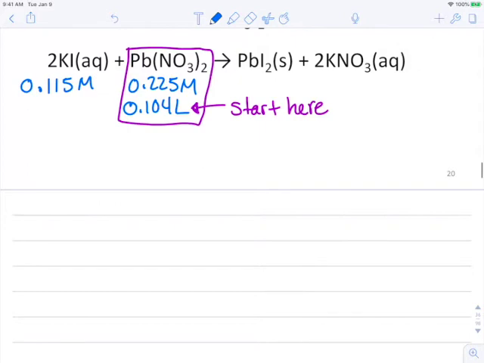All right, so all the information we need is right here. And I'm going to start with 0.104 liters. Now, earlier, a few people had asked me about labeling things, and I said, since you're really talking about the same chemical throughout the problem, it's not as important. Here, it's extremely important because we've got two different chemicals. So this is 0.104 liters of lead nitrate.